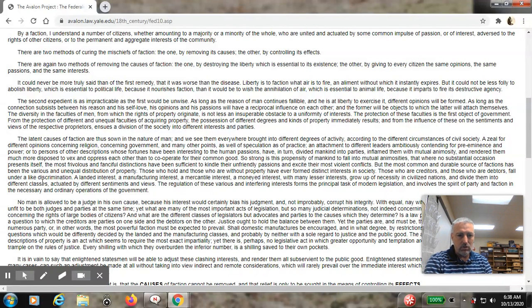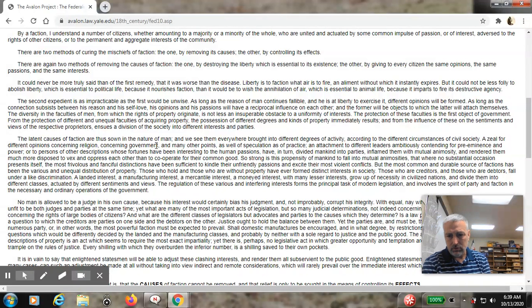All right, so the latent causes of faction are sown in the nature of man, and we see them everywhere brought into different degrees of activity according to the different circumstances of civil society, a zeal for different opinions concerning religion, concerning government, and many other points. We certainly have that now, as well as speculation as a practice, and attachment to different leaders ambitiously contending for preeminence and power. We certainly have that now. Or to persons of other descriptions whose fortunes have been interesting to the human passions, have in turn divided mankind.